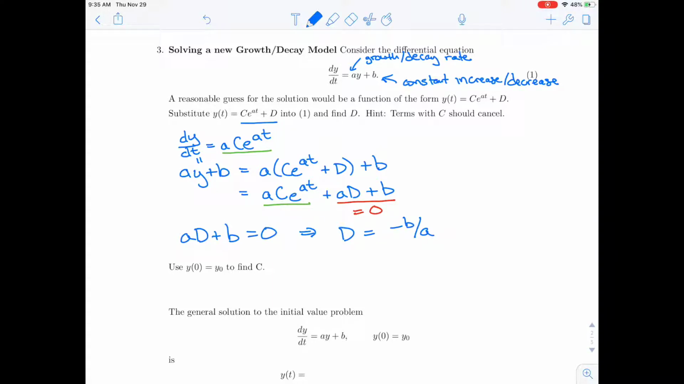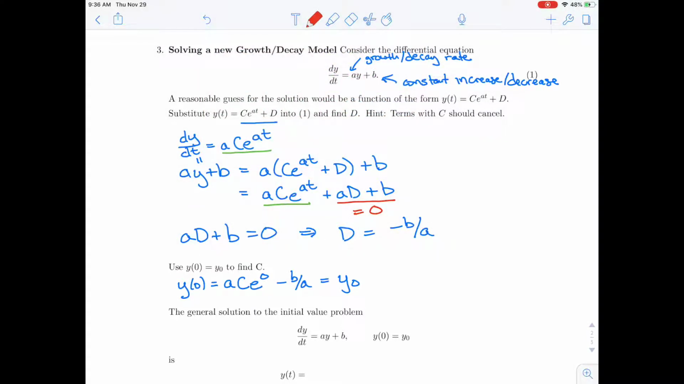Now I've figured out what the constant d would be in this situation, but what about c? I can use the initial value to figure that out. So y of 0 is going to be c e to the 0 plus d. But d we just figured out, so I'm going to say that that's minus b over a. And then we know that that's supposed to be some initial value, y0.